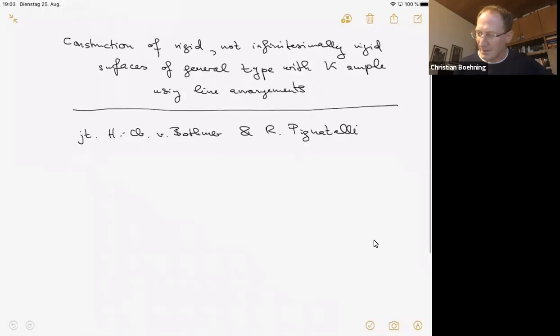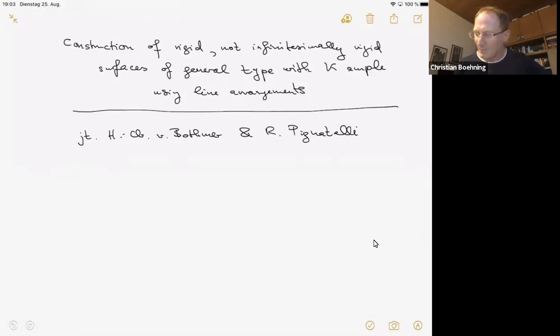So these will be surfaces with Kuranishi space a non-reduced point. So I'll say more about that later. And constructed as certain branch covers of a blow-up of P2 with branch divisor constructed from suitable line arrangements.